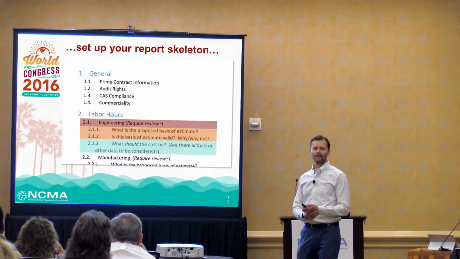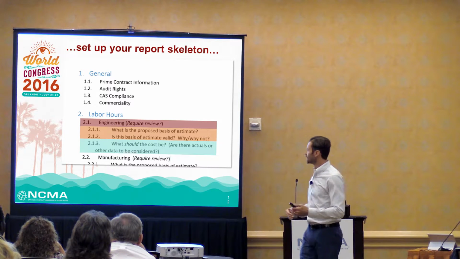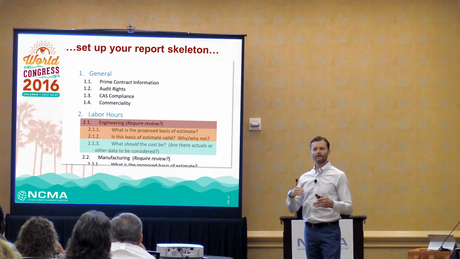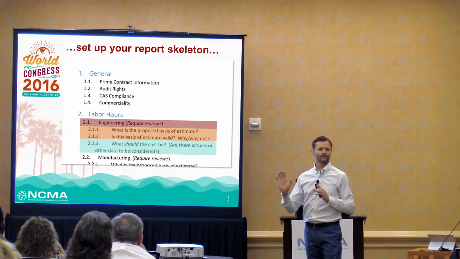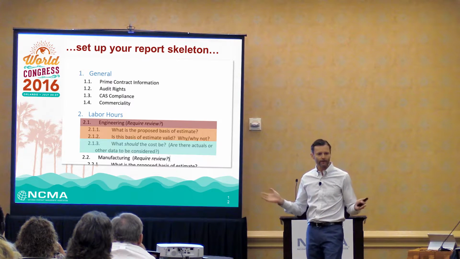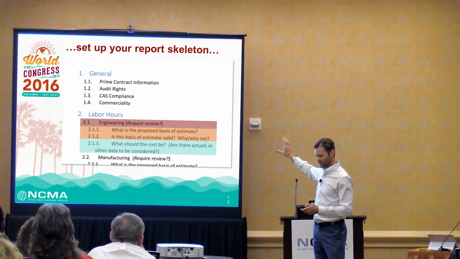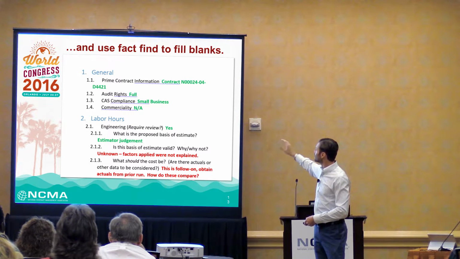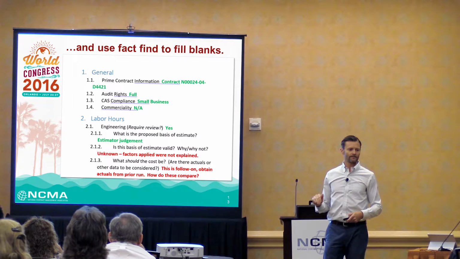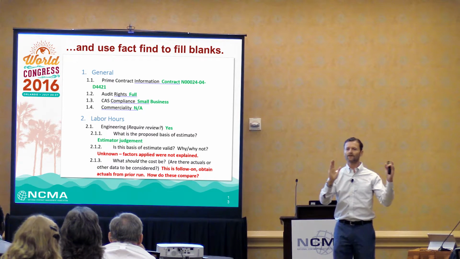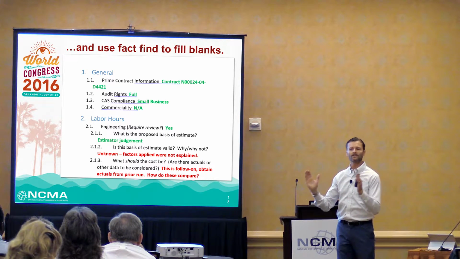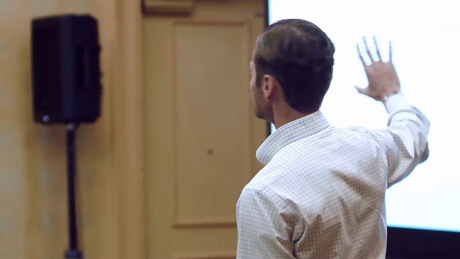Third, in blue, what should the cost be? Are there actuals or other data to support this? So for every cost element, whether it's labor, material, other direct costs, travel, whatever it is, always structure it in this way. So now, once you've got this, use your fact find to fill in the blanks. You structure it based on their proposal. You've got all the cost elements laid out. Fill it in to the best that you can.